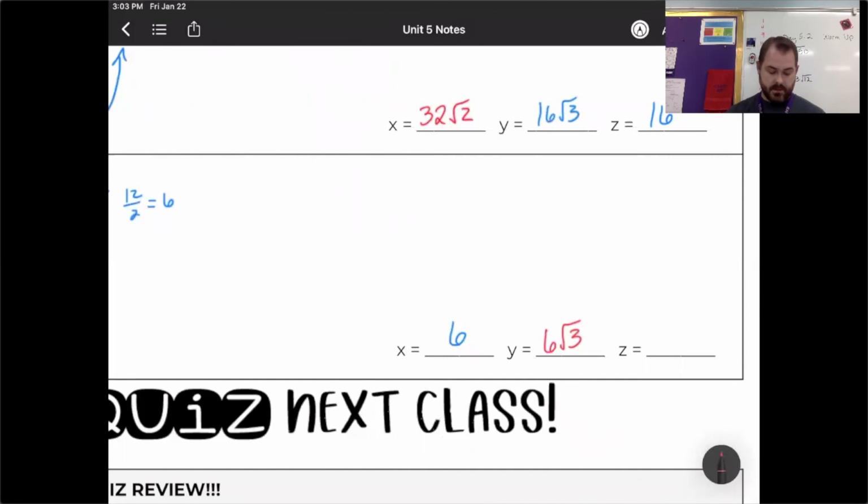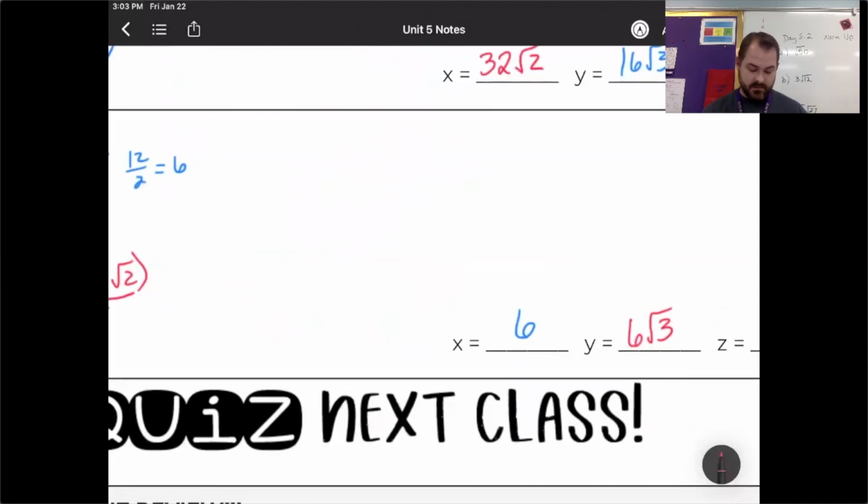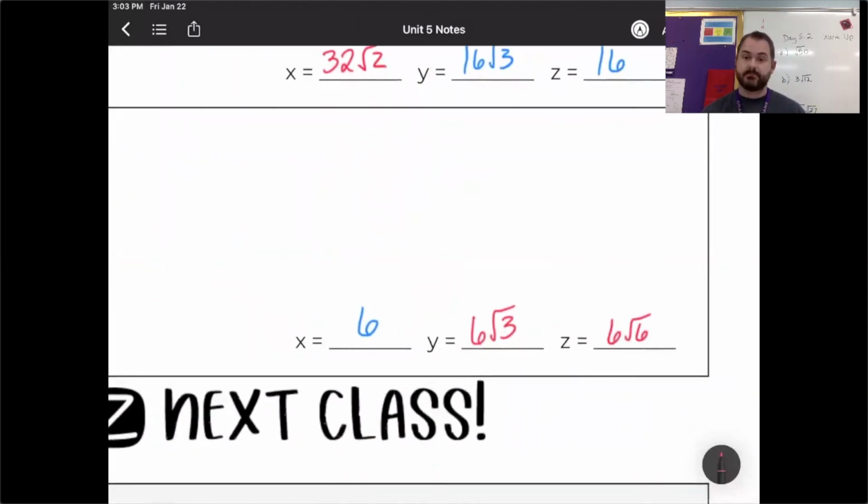And then to find z, our final variable here, all we have to do is take our leg length, 6 root 3, and multiply it by root 2. In a 45, 45, 90, you take your leg times root 2 to get your hypotenuse, and z is the hypotenuse. So I can combine these two together, keeping this 6 in front. Root 3 times root 2 is root 6. Nothing there simplifies. 3 and 2 are the only factors of 6. Neither of those is a perfect square. So the length of z is 6 root 6.